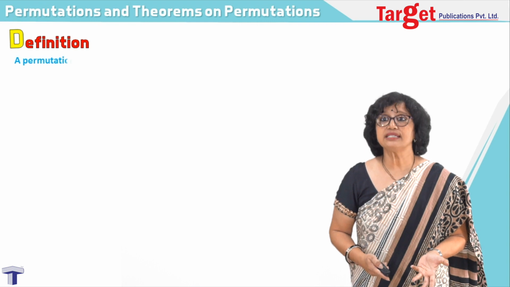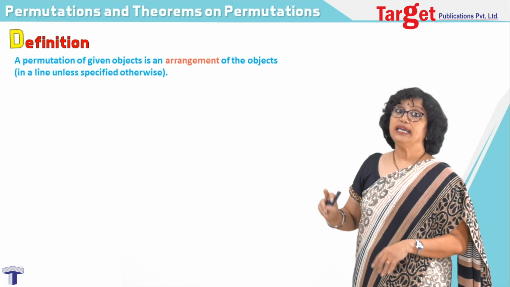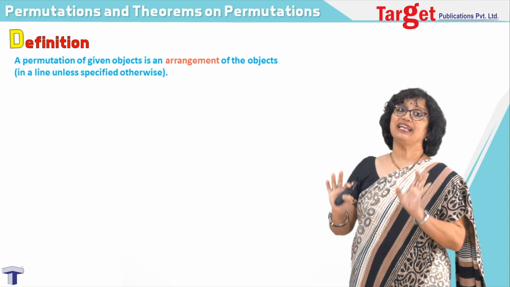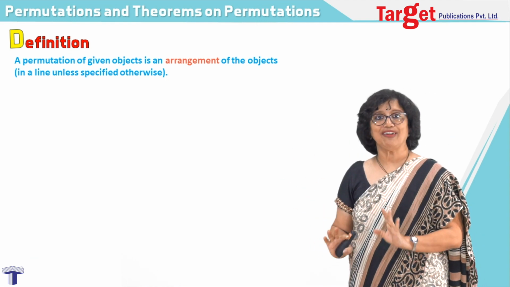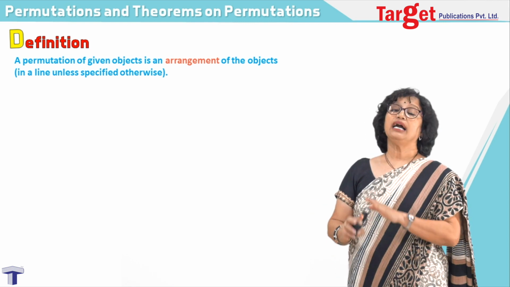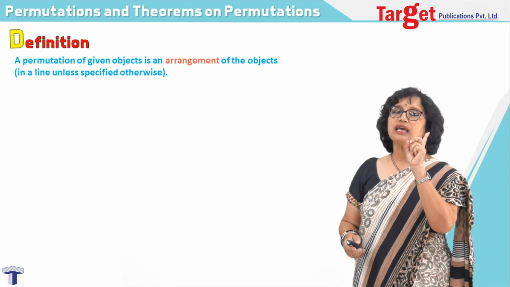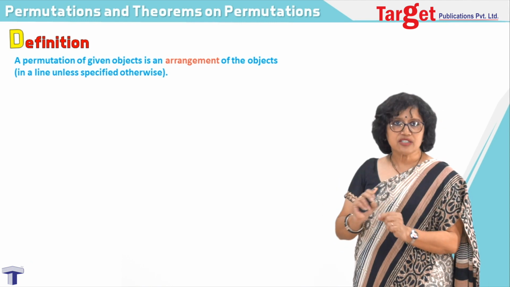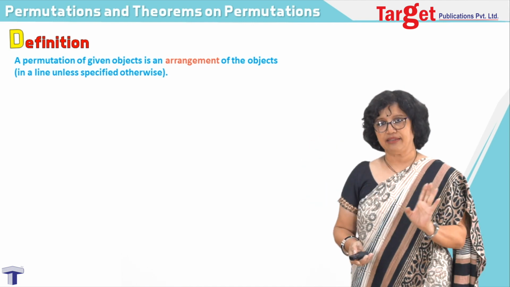The definition says that a permutation is an arrangement of the objects in a line unless specified. When I say unless specified, it means in the problem, otherwise it would be mentioned. If it is not in the line, then what? If it is not mentioned, that means it is in a line. So a permutation is an arrangement. My emphasis is on arrangement. A permutation is an arrangement of the objects in a line.